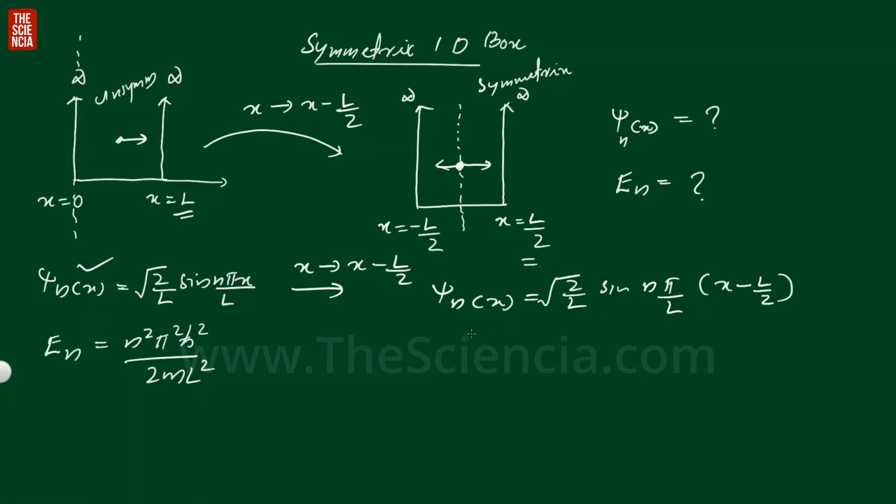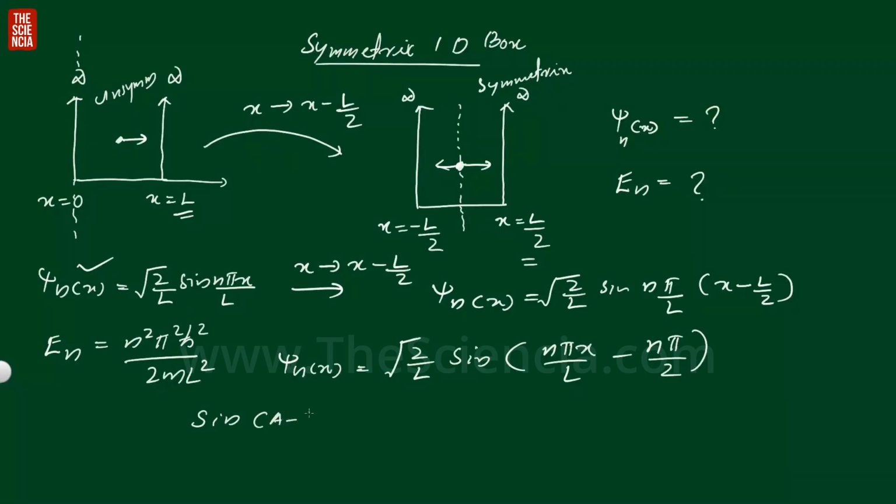And now I am going to expand this wave function, that is psi n of x is equal to root 2 by L sin of n pi x by L minus, here L and L cancel and the remaining is n pi by 2. See, this expression is in the form of sin a minus b. I think you know the expansion of sin a minus b, that is sin a cos b minus cos a sin b. So we can use this expression and expand this wave function.